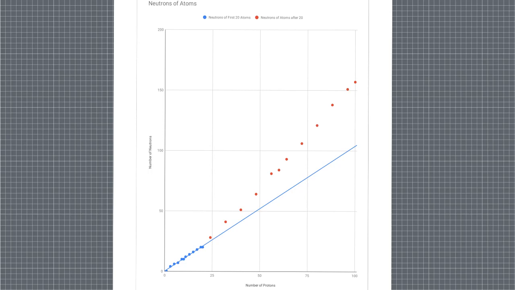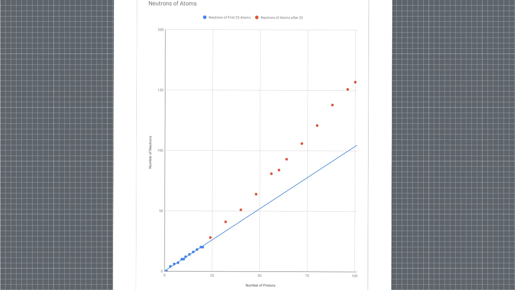So this video is just going to do a quick rundown of the graph that you guys created. Obviously this graph was looking at the neutrons of different atoms, and what we see is this line, which basically follows the first 20 elements on the periodic table really nicely. And then the elements above atomic number 20 all have a number of neutrons that are above this line.